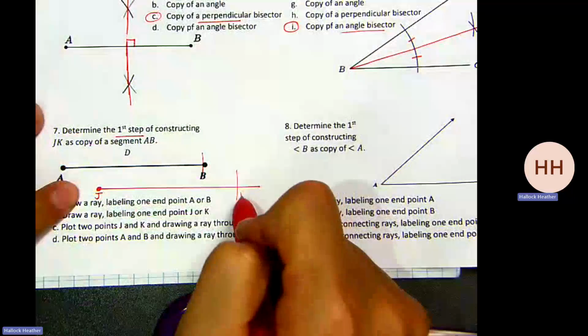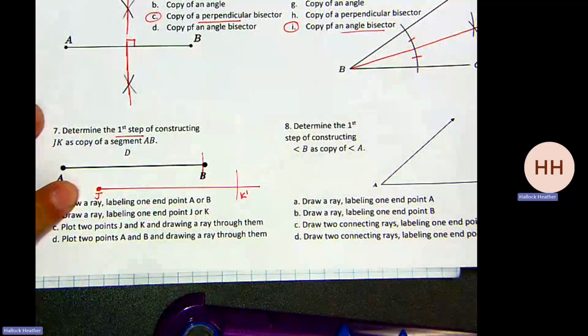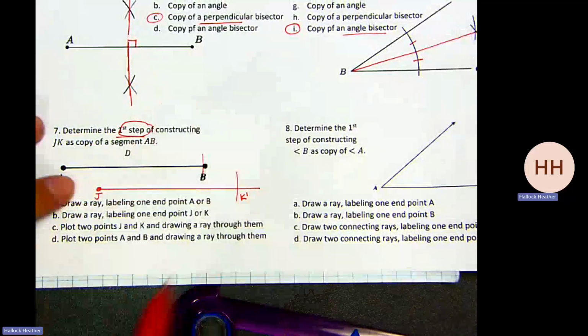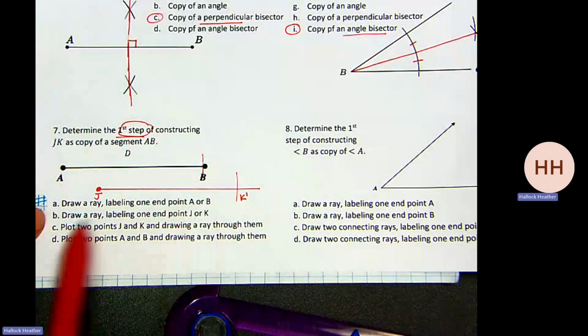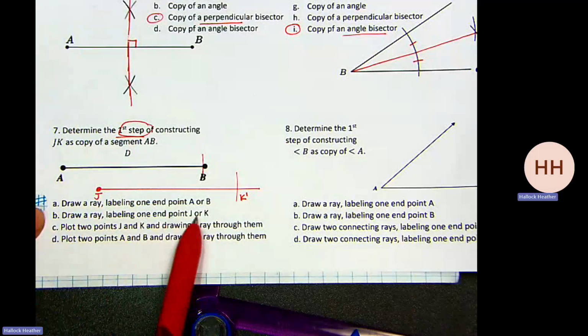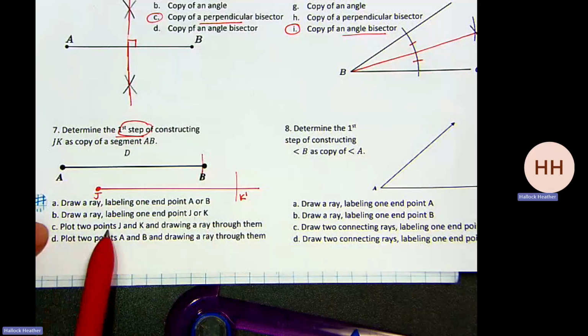That would not be B prime, this would be K prime. So the very first step that I actually took, you have different options. Draw a ray labeling one point A or B, draw a ray labeling one point J or K, plot 2 points, J and K, and draw a ray through them. This would not measure the distance if I did that.